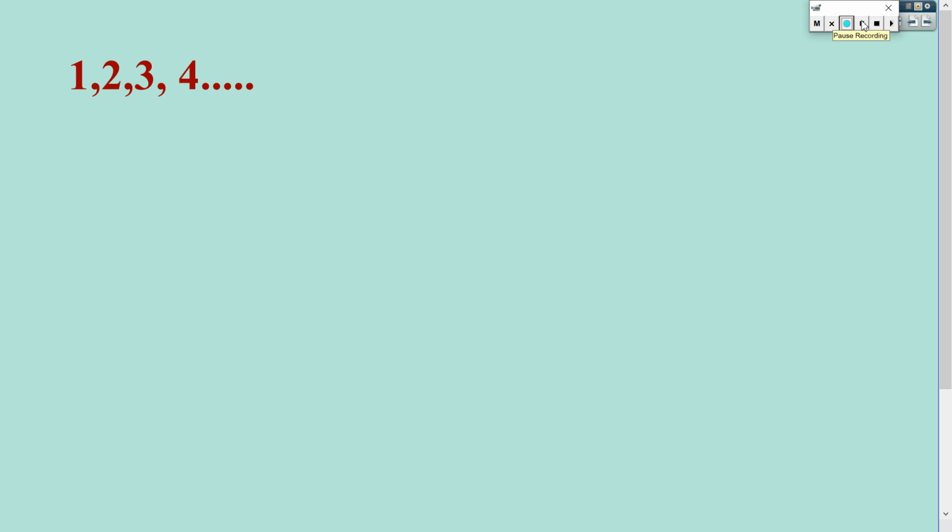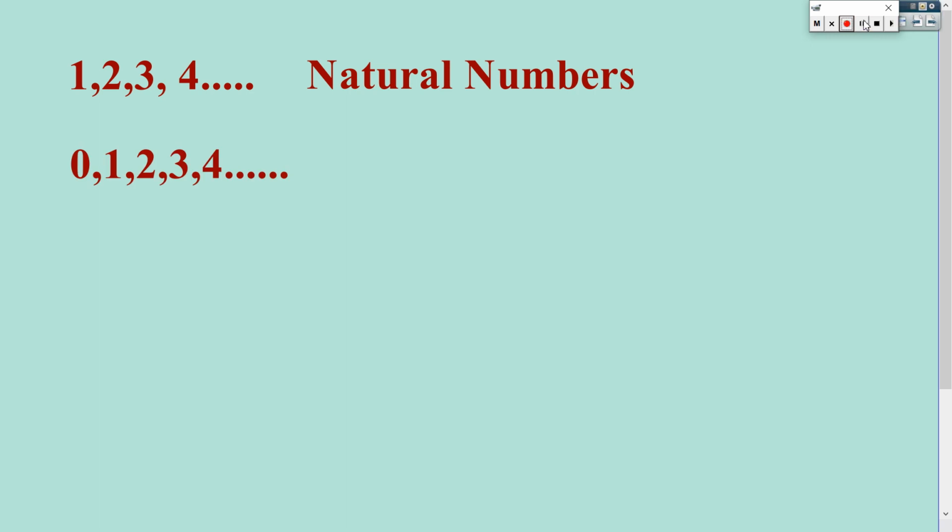We started our number system with 1, 2, 3, 4, etc. And this number system is called natural numbers or counting numbers. After the introduction of 0, we extended our number system as 0, 1, 2, 3, 4, etc. And this number system we called as whole numbers.